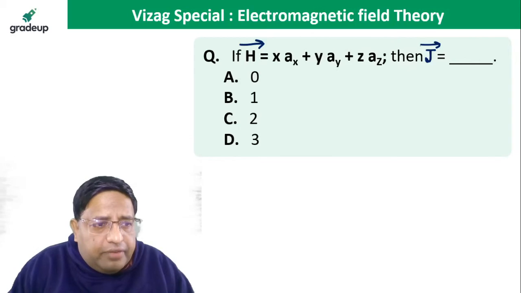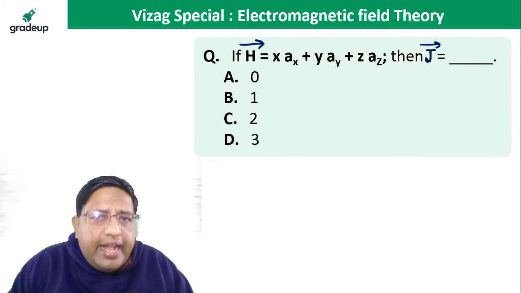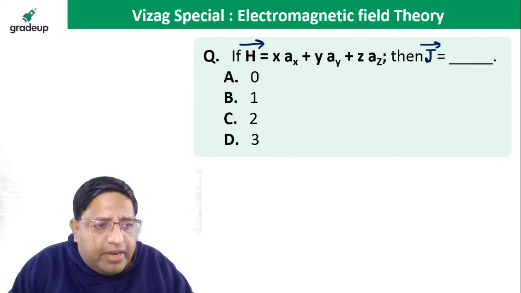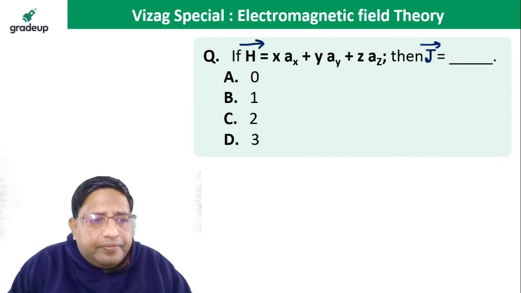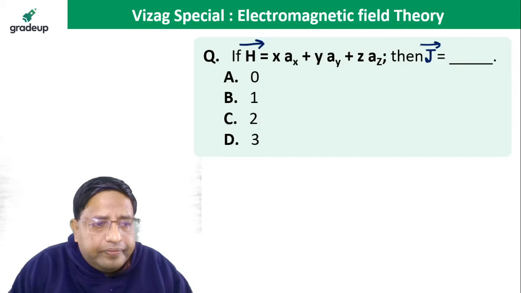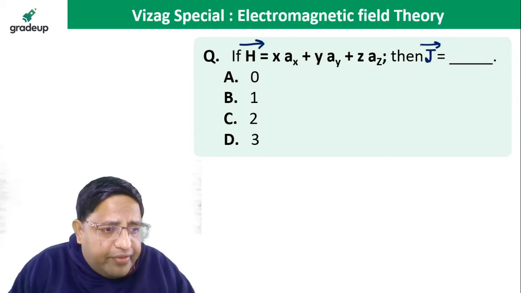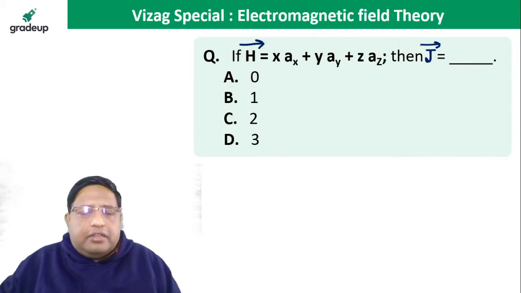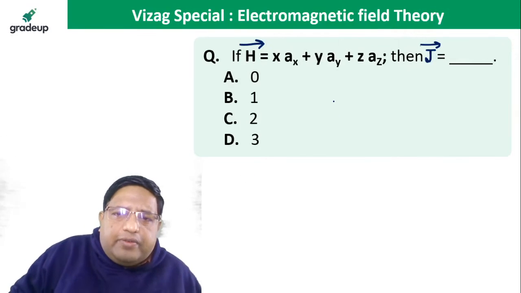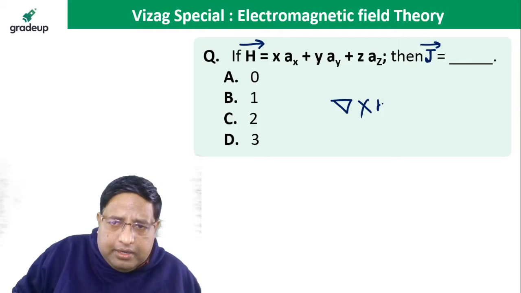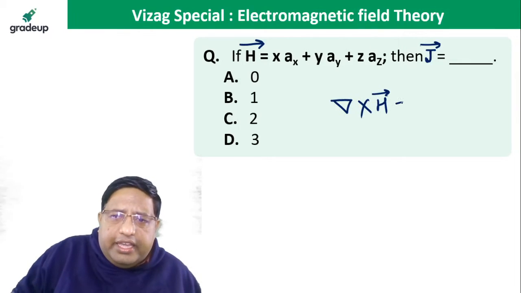Try to give the answer of this question. Very easy question. The H vector is given, you have to calculate the J vector. H vector is the magnetic field intensity. Yes, Chandana, Avijit, very good. Chandana and Avijit both have given the correct answer. So what is J? You know just the equation: del cross H. Del cross H is the J vector.